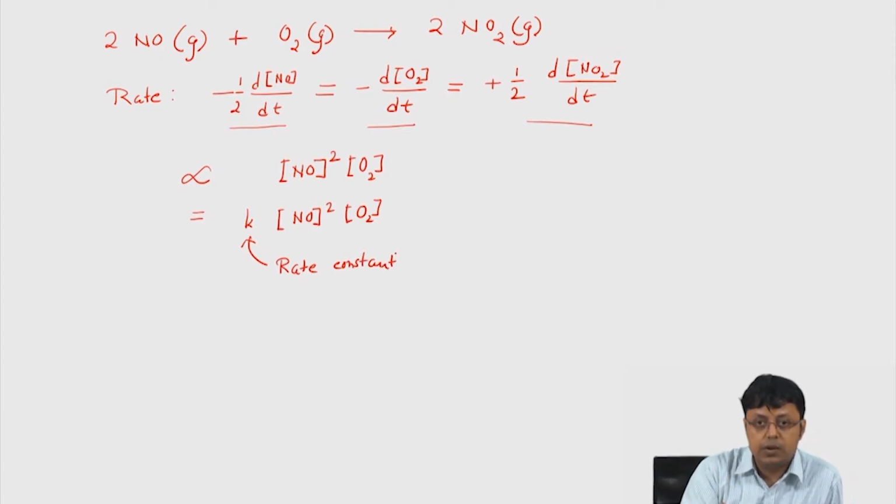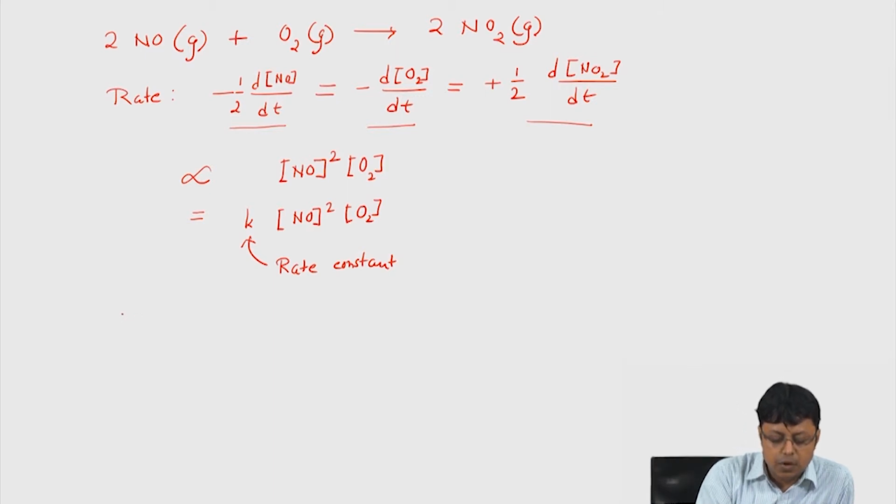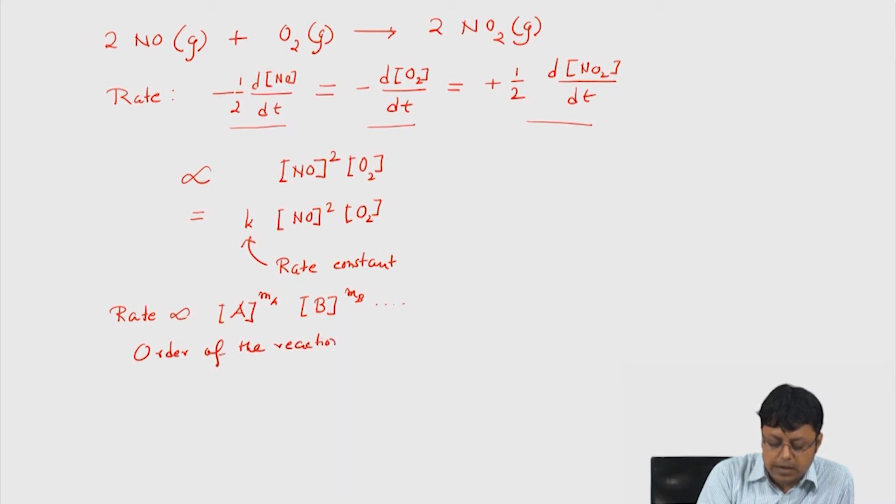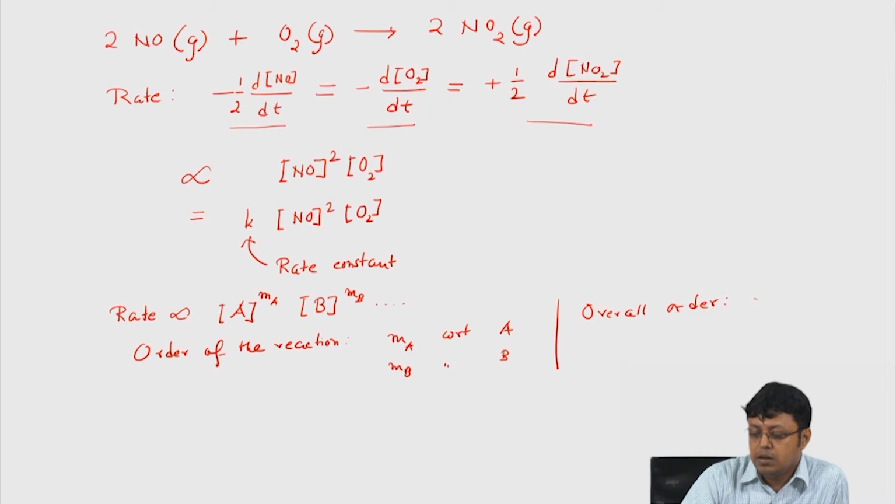Now, when we can write the rate law in this form, in the sense that we have a rate which we can write in terms of the concentrations of the reactants or the products raised to some number, say m, proportional to the concentration of A raised to m A, or the concentration of B raised to m B, something like that, then we say that the order of the reaction is m A with respect to A, or m B with respect to B. And we can also talk about the overall order, which will be the sum over all these numbers, like m A plus m B plus so on.